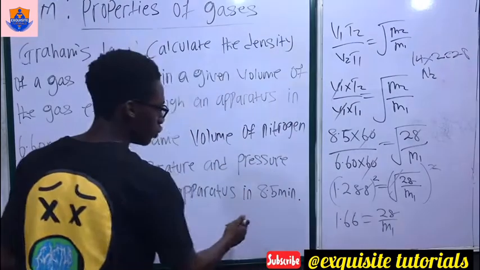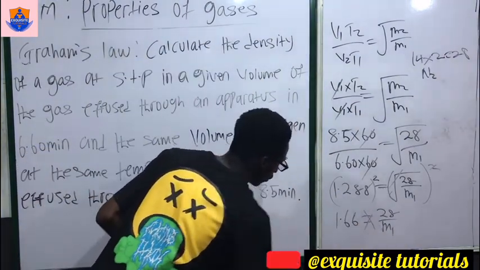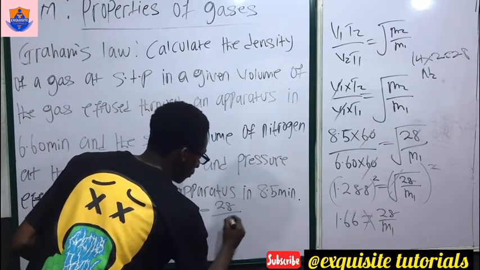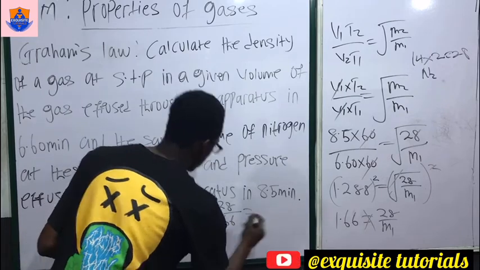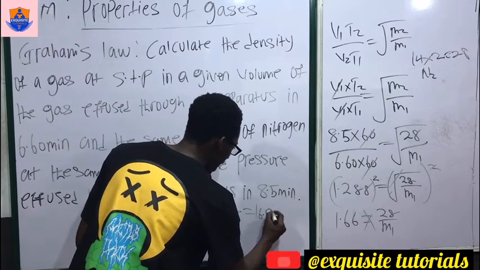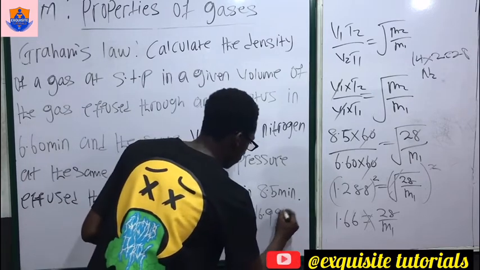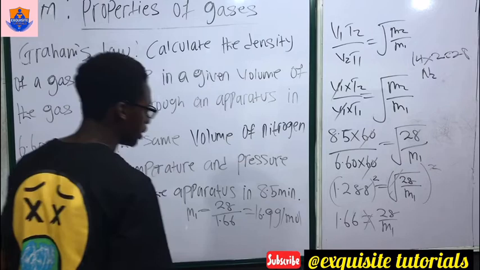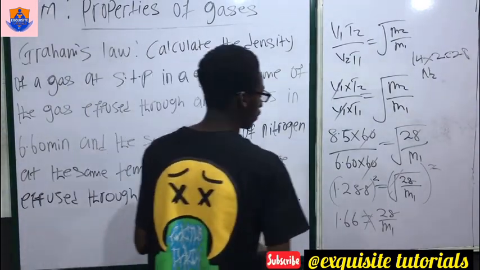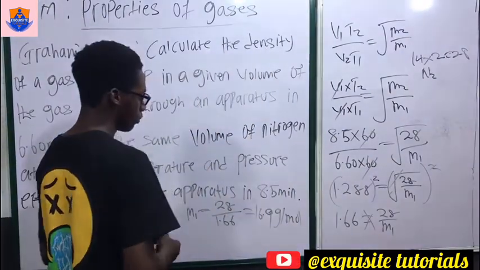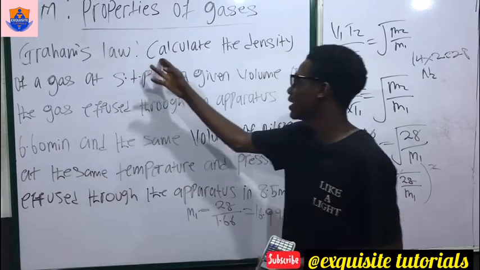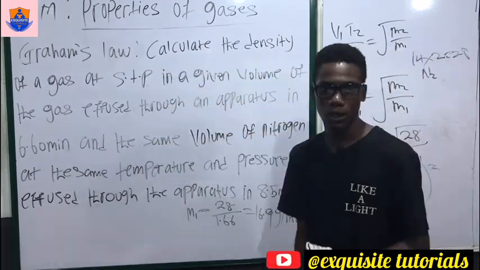So now let's continue from here. Then let's multiply. The M1 will be equal to 28 divided by 1.66, which will give us approximately 16.9 gram per mole. Now this is the mass of the gas, 16.9, which is approximately 17, but let's leave it at 16.9. So now they say to calculate the density of the gas, not the mass of the gas.